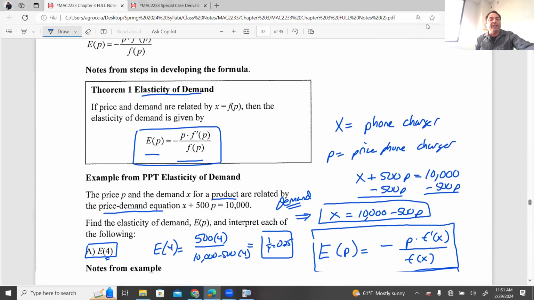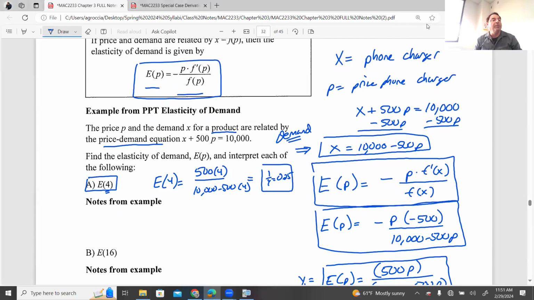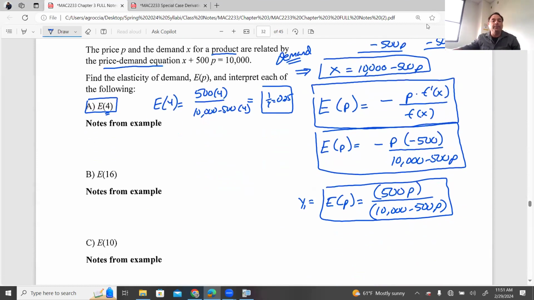So we plugged in our answer, we got a result of less than 1, and we're inelastic, so we say raise the price. $4 was too cheap. So we got a little greedy, and we said, okay, I'm going to increase it to $16. So go ahead and plug 16 now in and see what you get.